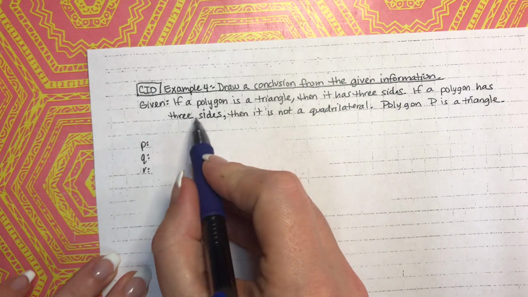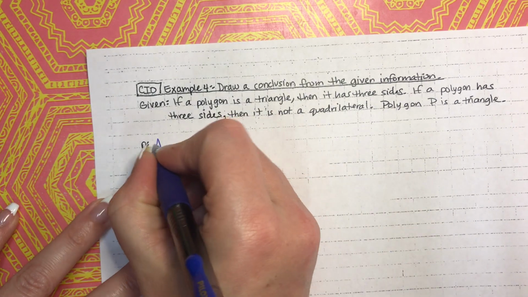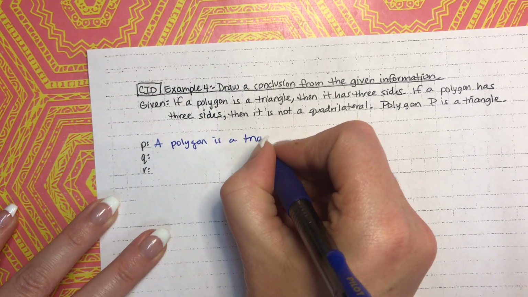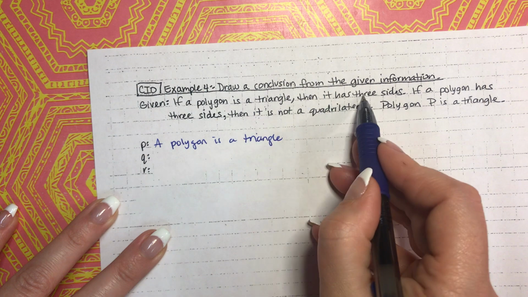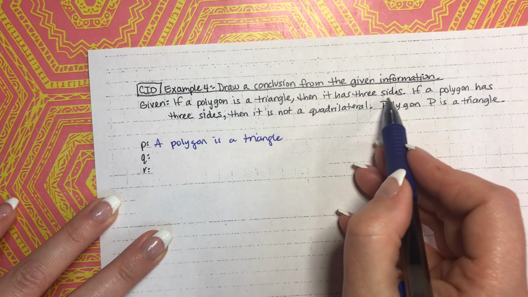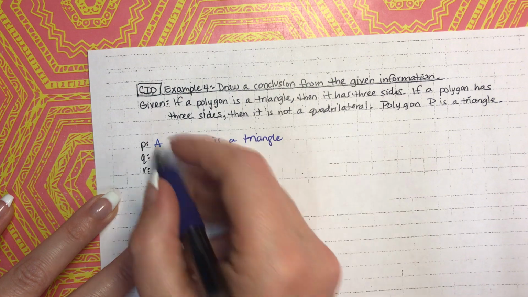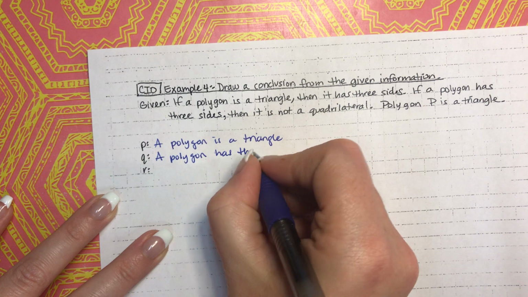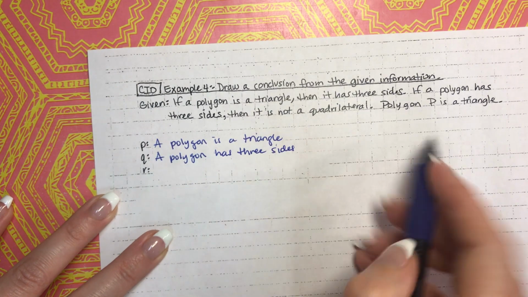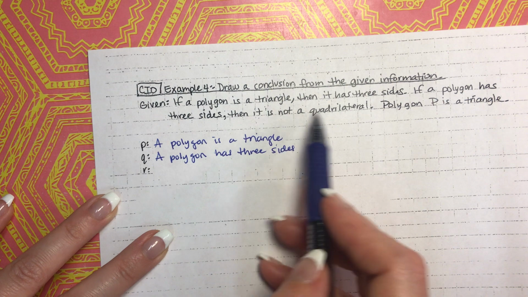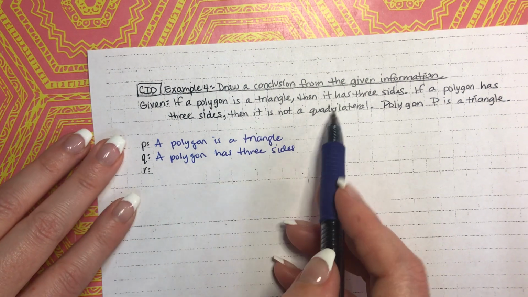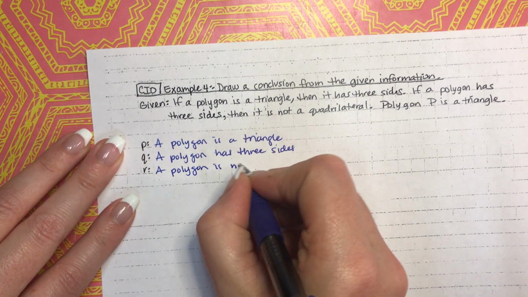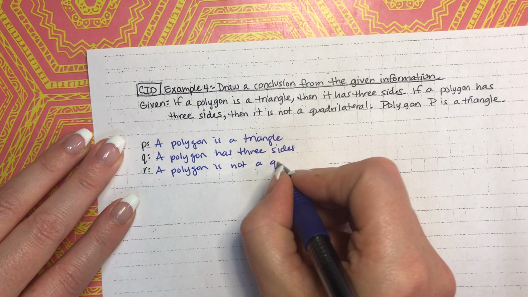So let's go ahead and write that down. If a polygon is a triangle, then it has three sides. If a polygon has three sides, then it is not a quadrilateral. So a polygon is not a quadrilateral.